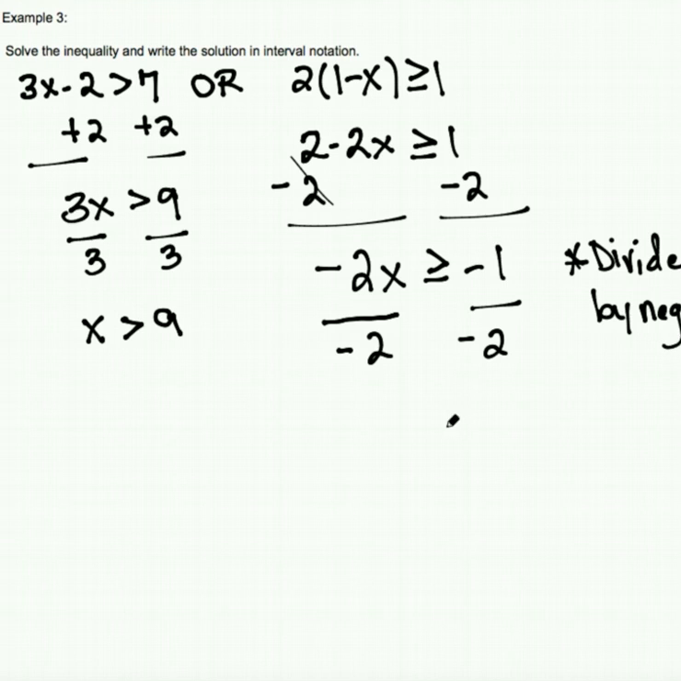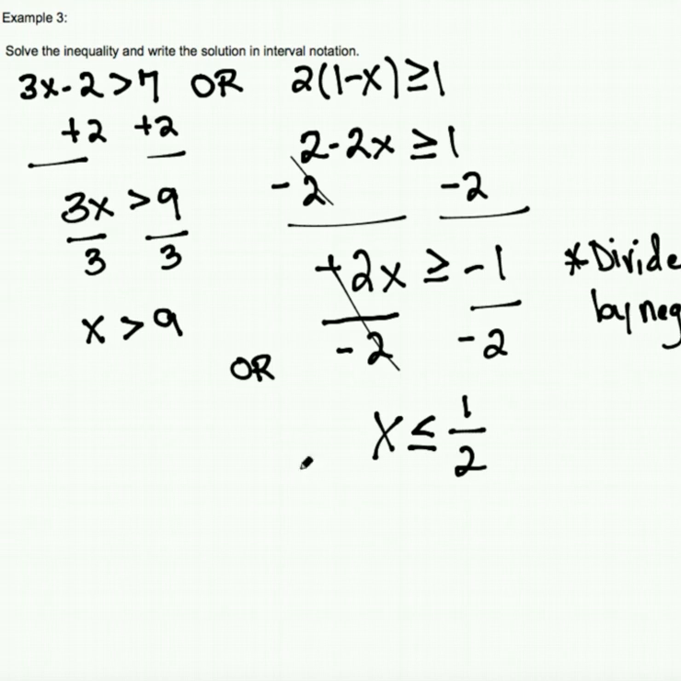When we divide by a negative or multiply by a negative, that was the first note I gave you guys, you have to remember to flip the inequality sign. So now on the left-hand side, I'm left with x, but instead of having greater than or equal to, I'm going to have less than or equal to. I have to flip the inequality. All right, negative 1 divided by negative 2 is going to leave me with a positive 1/2. Okay, so I have x is greater than 9 or x is less than or equal to 1/2.